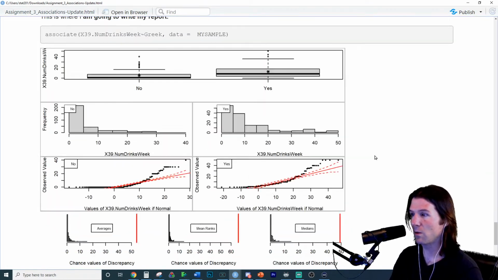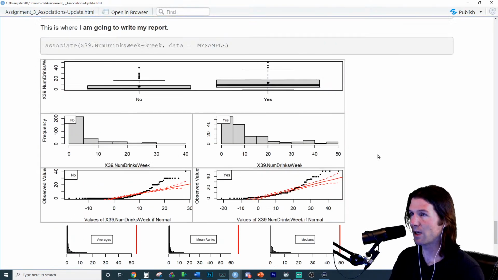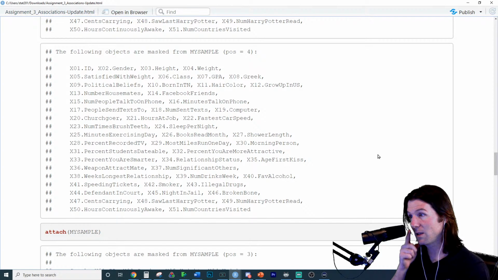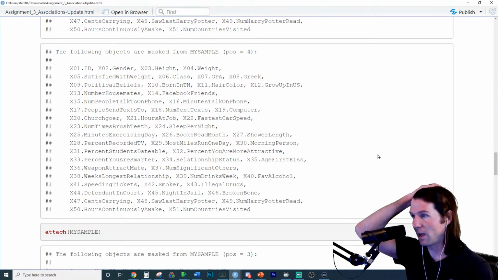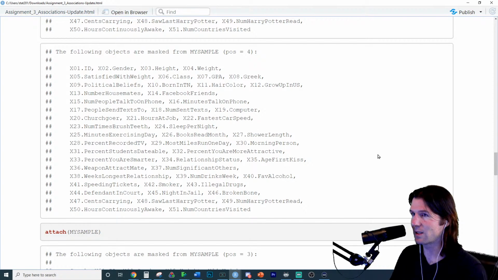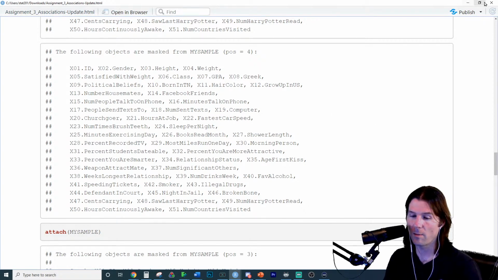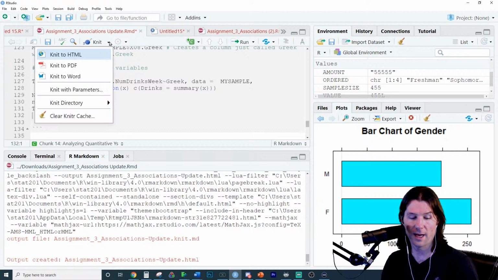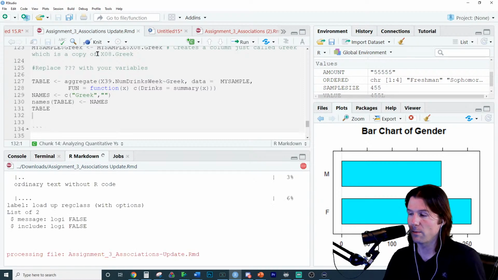And it's creating this whole like, hey, you're masking these items, you're masking these items, you're masking these items. And you could technically delete this after knitting. That's one way to handle it. Just delete these. But it's coming from this portion of the code right here. So if you just remove that, and we'll just knit to HTML again.